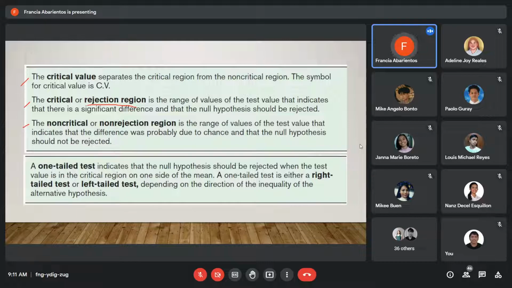So a one-tailed test indicates that the null hypothesis should be rejected when the test value is in the critical region on one side of the mean. A one-tailed test is either a right-tailed or left-tailed test, depending on the direction of the inequality of the alternative hypothesis. Okay?